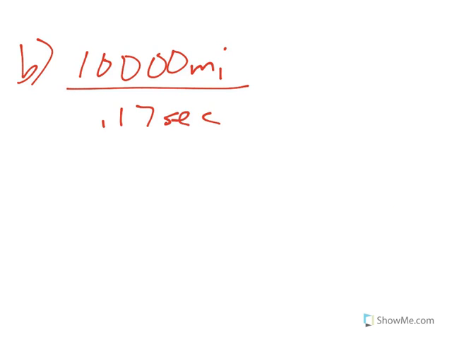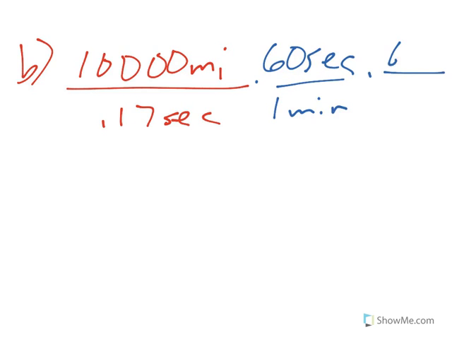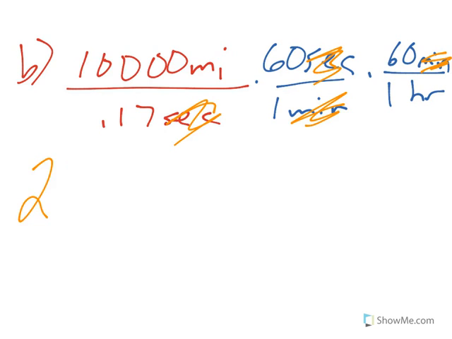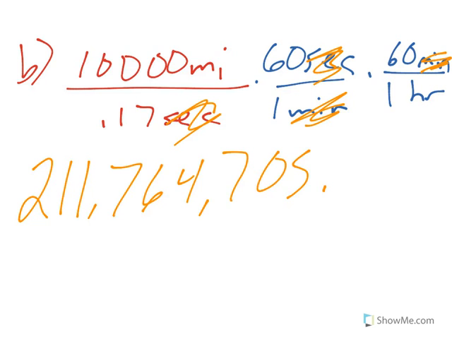So now I want to be in miles per hour. So I'm going to do the 60 seconds is a minute, and 60 minutes is an hour. And notice how my minutes go away, my seconds go away. So I'm going to multiply the top, divide by 0.17, and we get this big honking number, 211,764,705.9 miles per hour for the speed of that transmission.